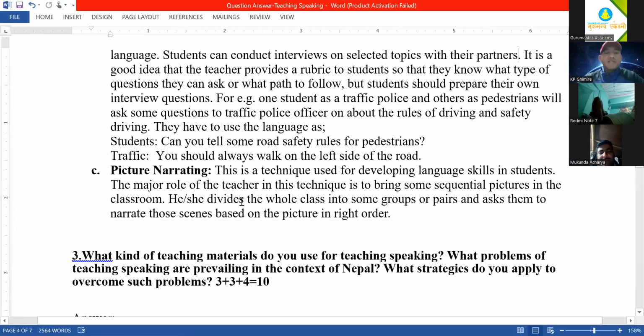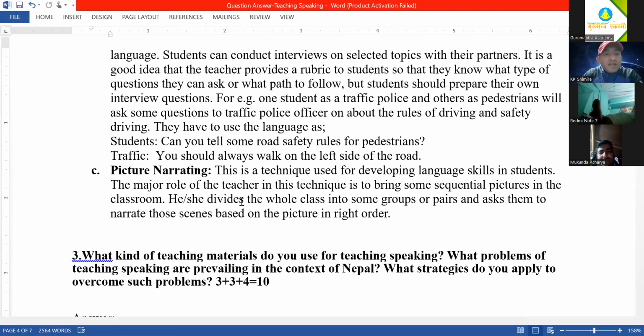So picture narrating. This is another interesting technique used for developing language skills in students through speaking. The major role of the teacher in this technique is to bring some sequential pictures. In picture narrating, students tell stories through pictures.